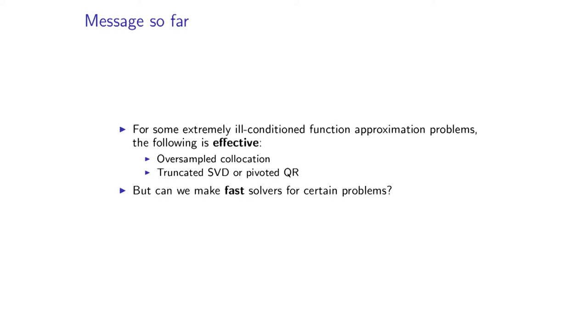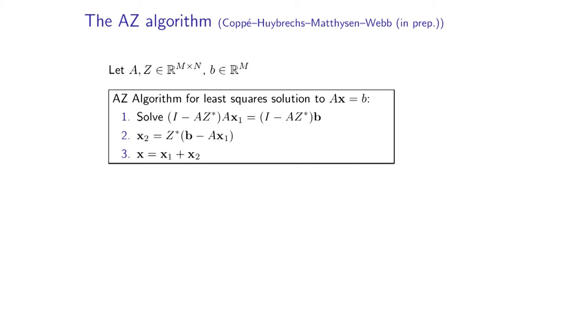But I want to work out if there are any fast solvers for certain problems. So I'll introduce an algorithm. In our group, we've been calling it the AZ algorithm. Americans might have trouble with that. Call it the AZ algorithm. It's essentially an algorithm for solving AX equals B, but there's some auxiliary matrix Z. And there are three steps to it. So instead of solving AX equals B, we multiply by I minus AZ star on both sides and solve that system. Bear with me. And the next step does this correction only involving matrix multiplication, and then you add the two results together. It seems a bit strange, but this might enlighten you a bit.